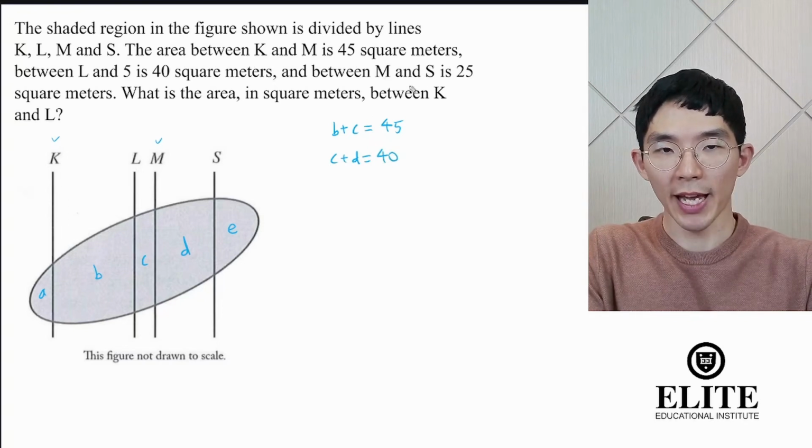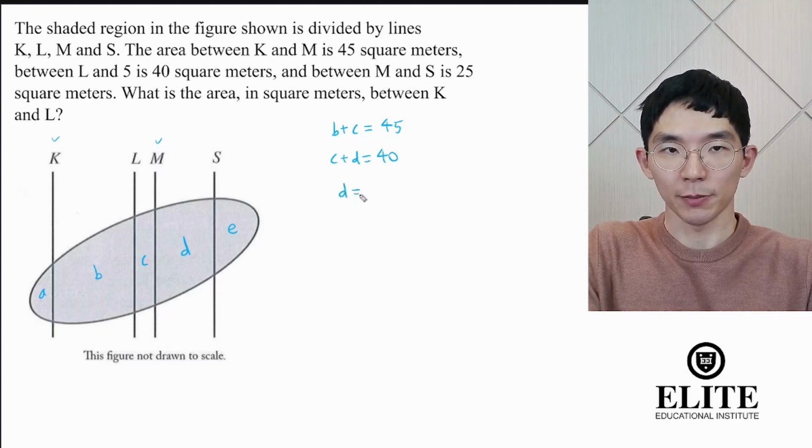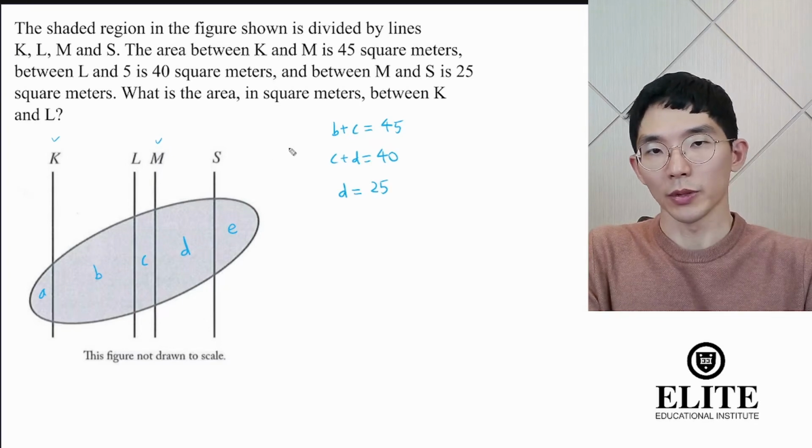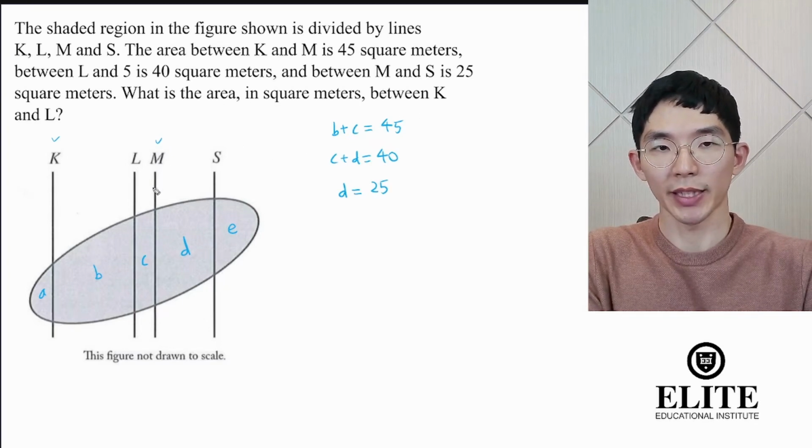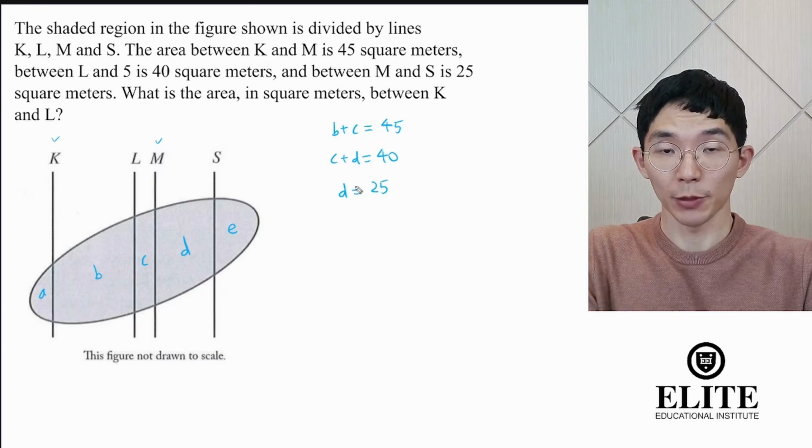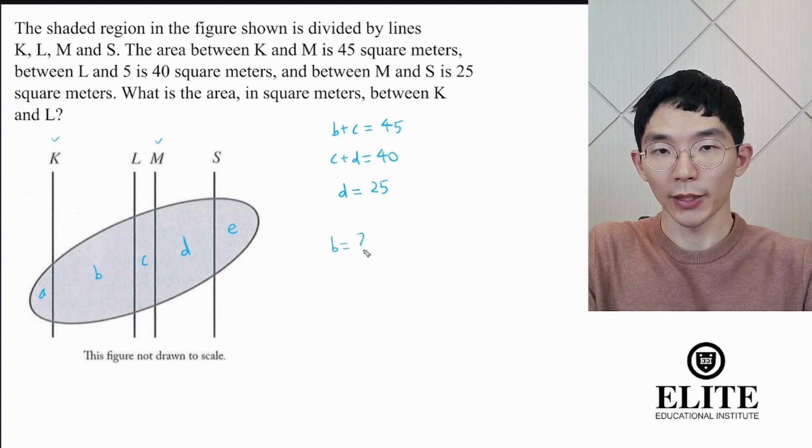Then between M and S is 25 square meters. And what do we know about it? That means D is simply just equal to 25 square meters. So now that we know about all that, what is the area in square meters between K and L? So what does that tell me? The area between K and L is going to be what? Simply B. So we want to find what B is.